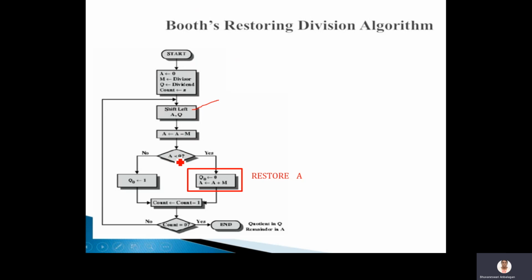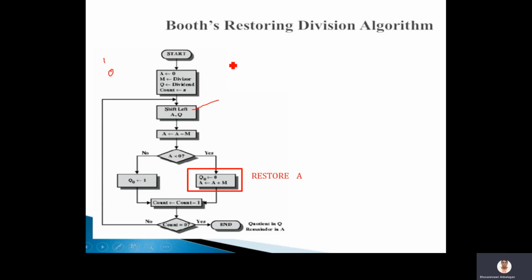What is this A is less than 0? It is nothing but I am going to check whether the value of A is positive or negative. If the sign bit is going to be 1, then I will confirm the number is going to be a negative number, so I will perform this operation. If it is going to be 0, I will confirm the number A is going to be a positive number, and I will perform this operation.